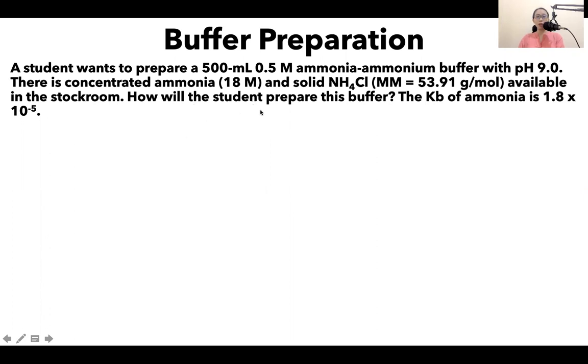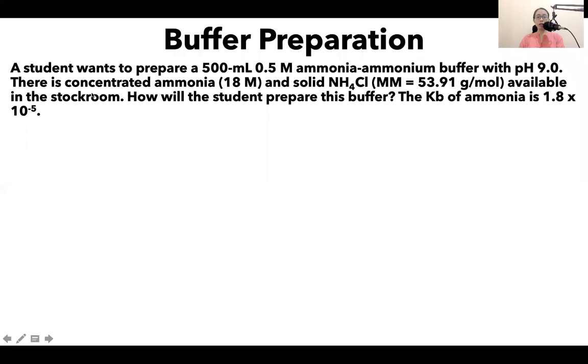A student wants to prepare a 500 ml, 0.5 molar ammonia-ammonium buffer with pH 9. There is concentrated ammonia and solid ammonium chloride available in the stockroom. How will the student prepare this buffer?